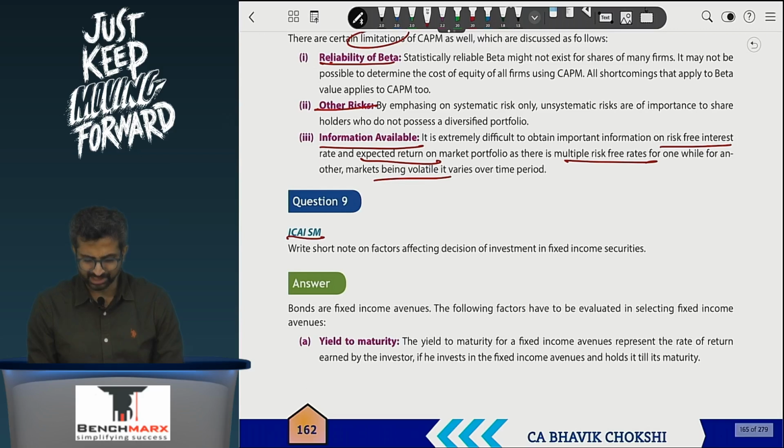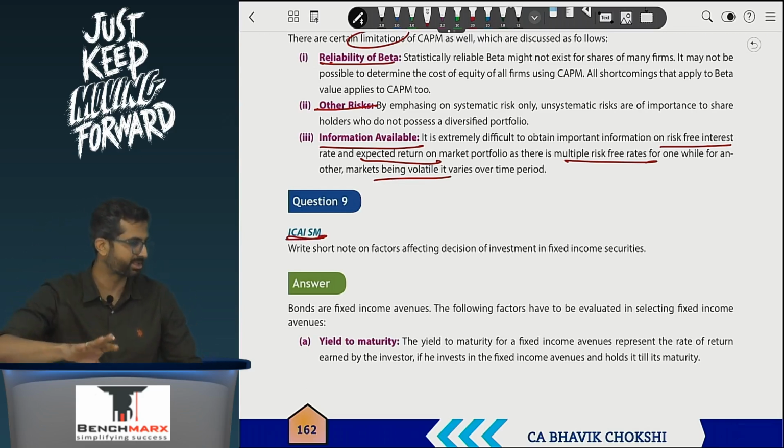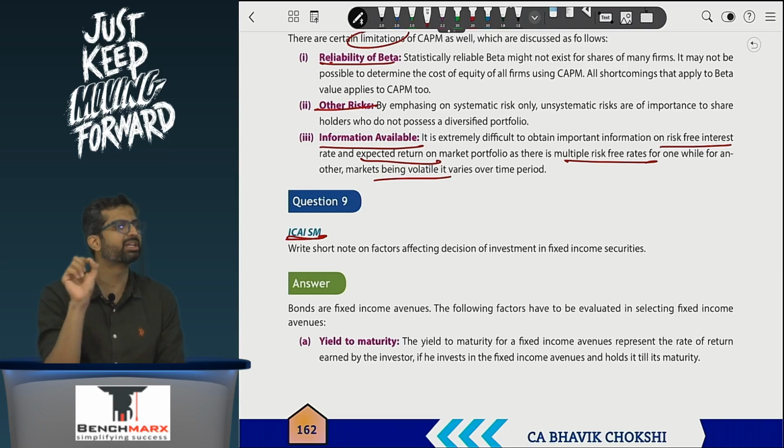Factors, ICAI SM, yani when you see the study material at the end they give you certain questions. Inter CA, maybe if you have seen the study material, last में theory questions they write, तो ये वो theory questions हैं basically.